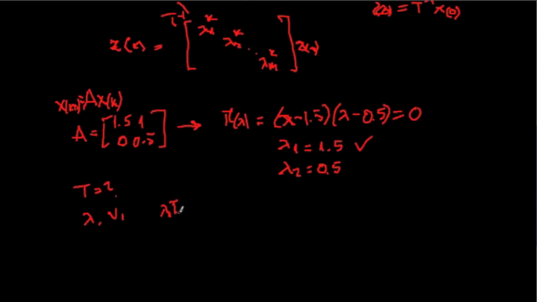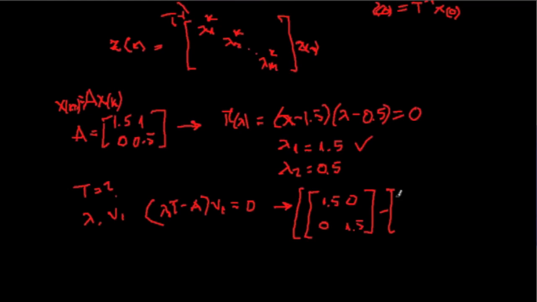we obtain that as (lambda 1 I minus A) v1 equals 0. If we rewrite this equation, this will become as follows: 1.5, 0, 0, 1.5 minus 1.5, 1, 0, 0.5, and here is the vector v1, and it equals 0, 0.